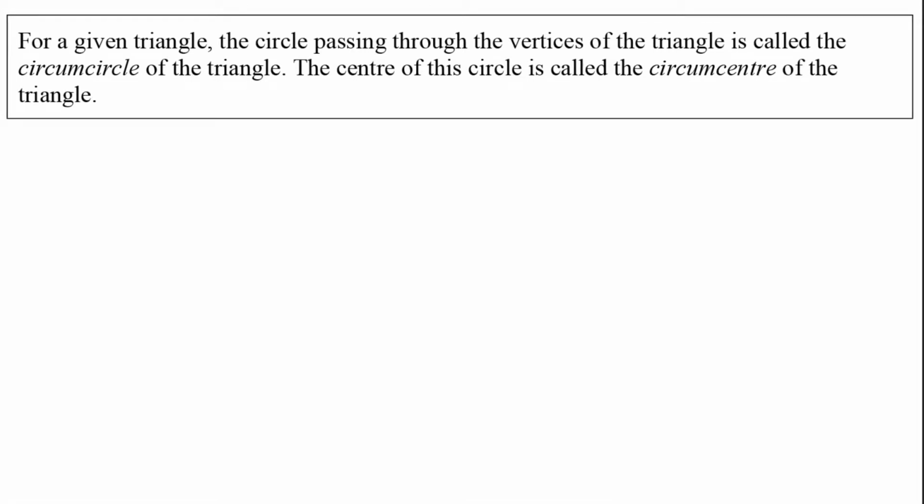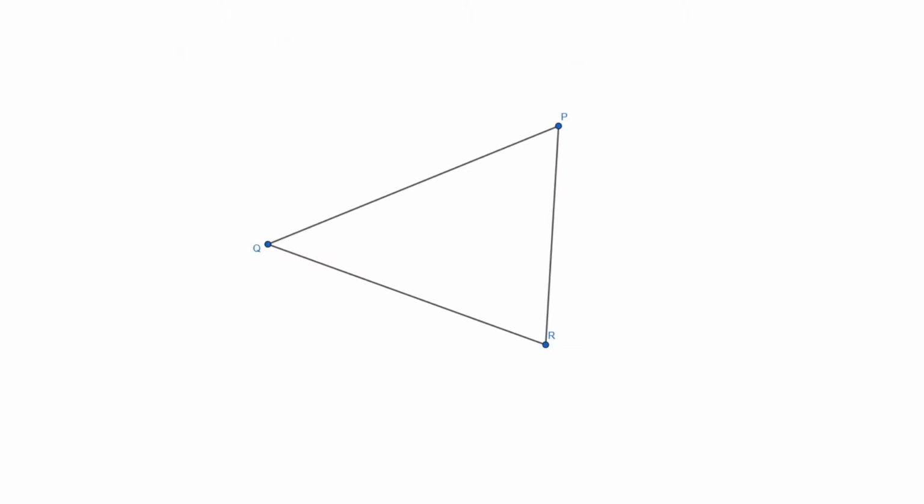So we have these definitions. For a given triangle, the circle passing through the vertices of the triangle is called the circumcircle of the triangle. The centre of this circle is called the circumcentre of the triangle. So to illustrate again, starting with this triangle, the circle which passes through all 3 vertices is the circumcircle of that triangle, and the centre of that circle is the circumcentre of the triangle.